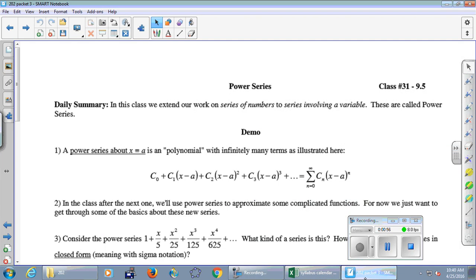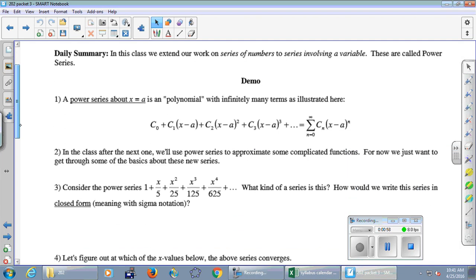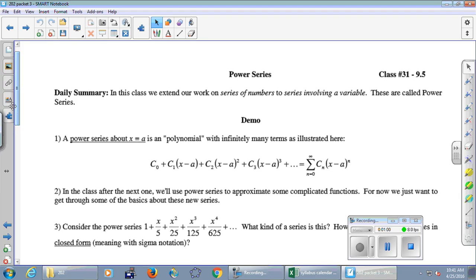Okay, so here we are, top of page 41. We're actually going to skip around a little bit here, but we'll start with our daily summary. In this class, we extend our work on the series of numbers, that's what we've been talking about for the last several classes, to series involving a variable. So instead of just having summations of fractions with only numbers floating around, we're going to talk about summations of things with x's in them. These are called power series.